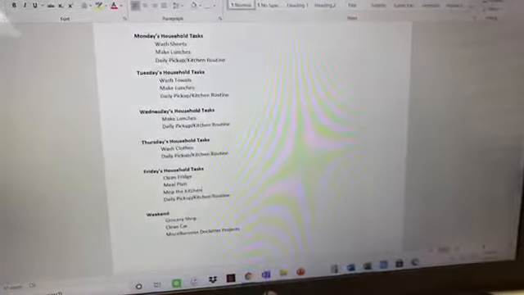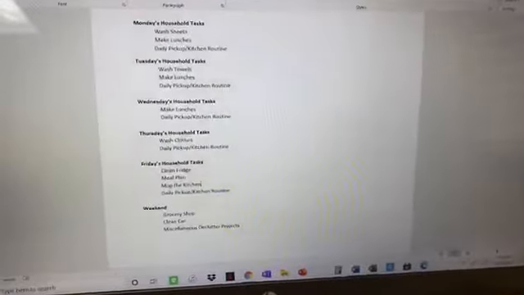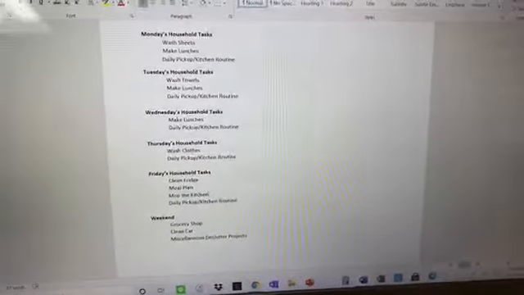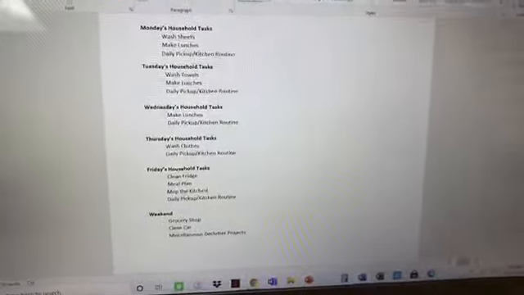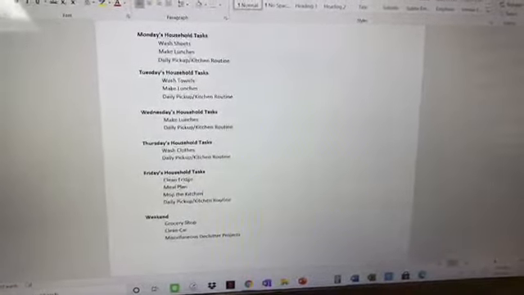So I know that the laundry, of course, is one of the huge ones, but I know that it's spread out through the week. So I'm washing my sheets on Monday. I'm washing my towels on Tuesday. Everyone's clothes are going to get washed on Thursday.